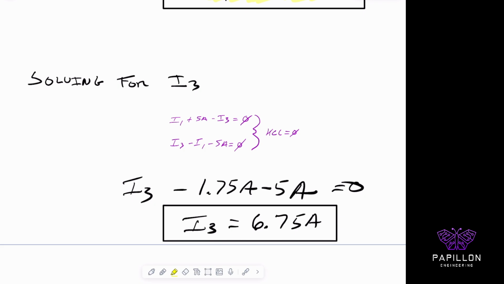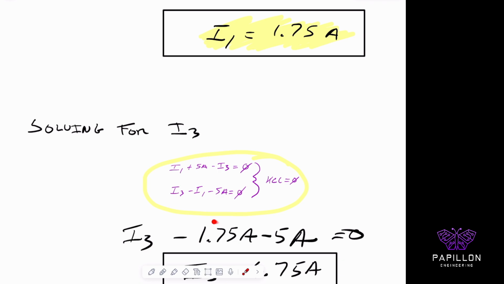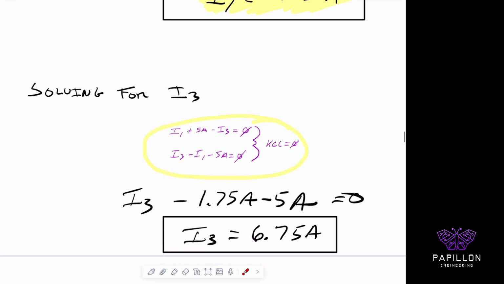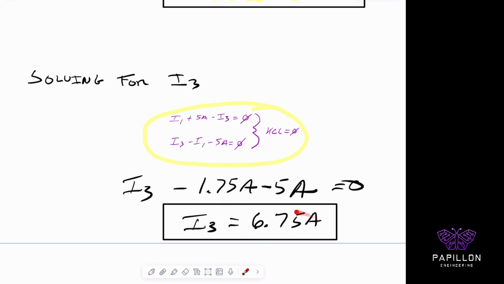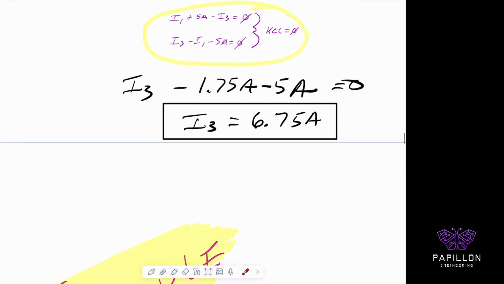And finally, I3. Well, we could either keep plugging back into the original equation or just remember what happened over here. We can see from our KCL at that node that I1 plus 5 amps minus I3 must equal 0. So if I know my value of I1 is 1.75, and I have the 5 amps over here, or the minus, let's use this version here, the minus 5 amps and the minus 1.75, I can get back I3 equals 6.75. So now we finally solved for I1, I2, and I3, which is really cool.